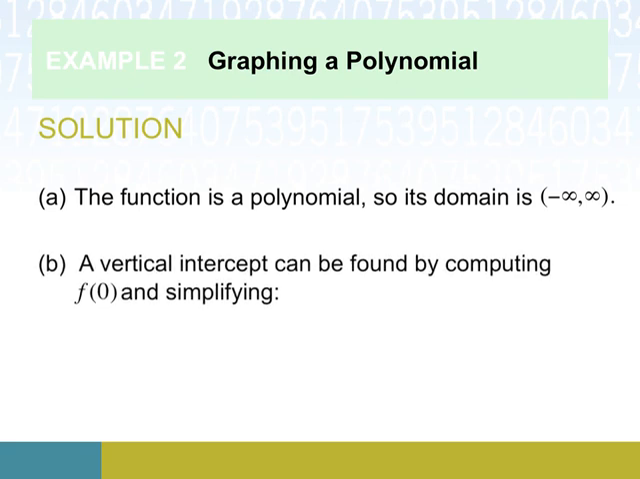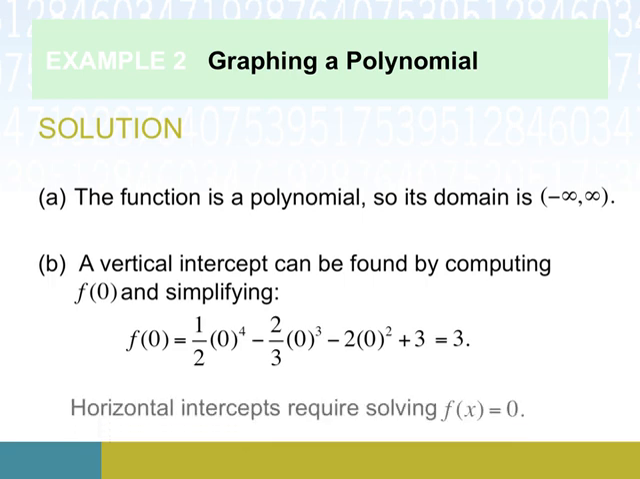Intercepts, so if we start with vertical intercept, that's the easy one. Letting x equal 0 and plugging that into every x value in our function, we get an output of 3. So our vertical intercept is (0, 3).